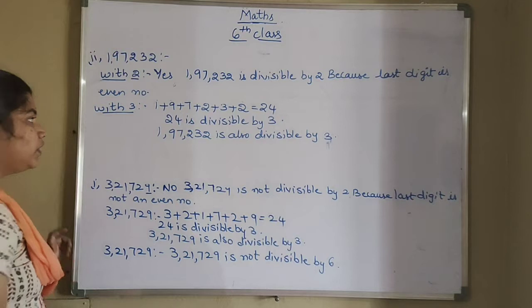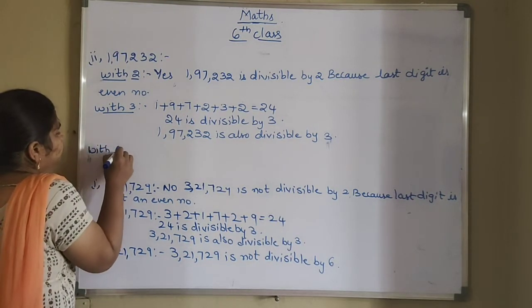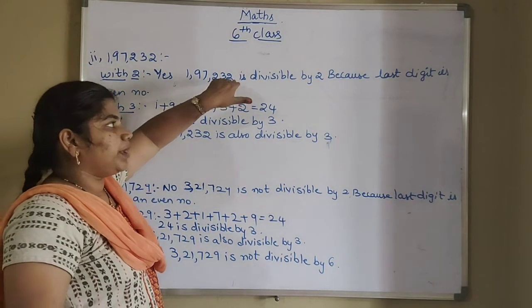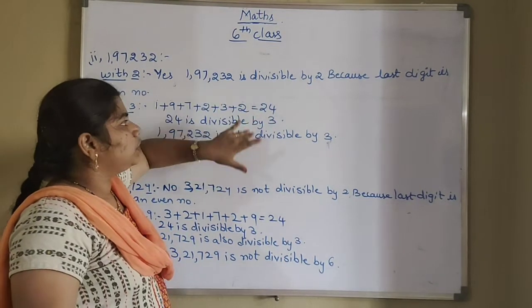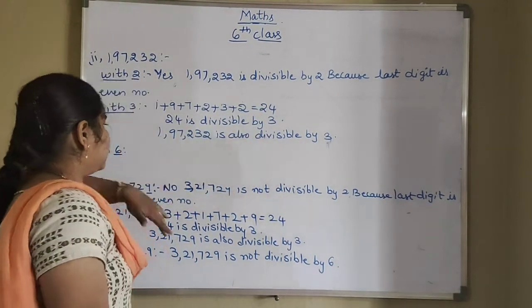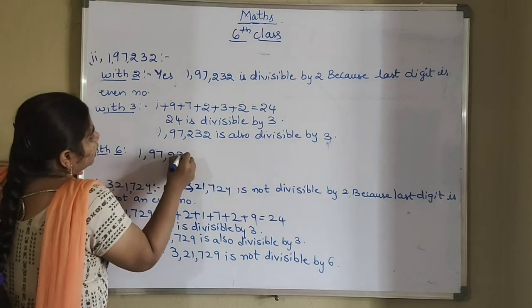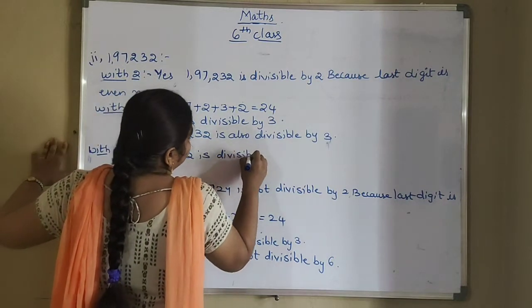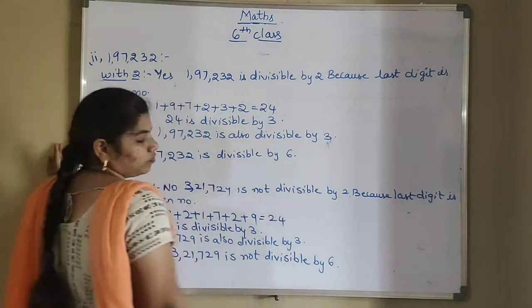Now we have to check for 6. With the 6 I am checking now. So what is the divisibility rule of 6? It should be satisfied by 2 and also it should be satisfied by 3. So both the divisibility rules have been satisfied. So 6 will also be satisfied. So 1,97,232 is divisible by 6 also. Okay.